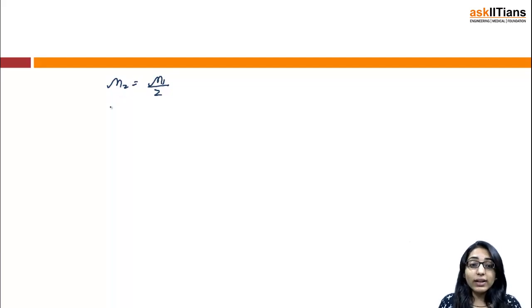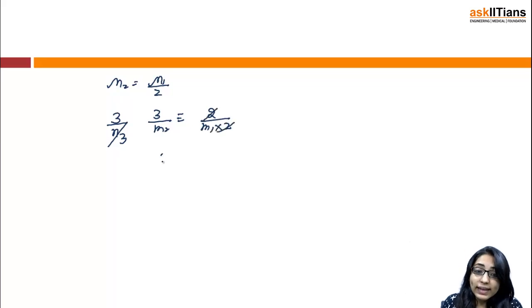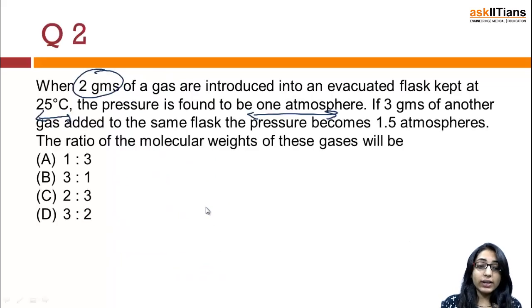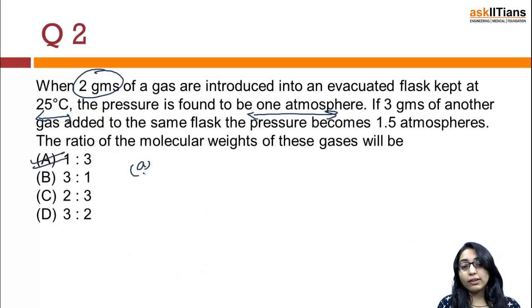Now on knowing the relationship, we can just put the values in the equation. 3 over M2 can be written as 2 over M1 multiplied by 2. So I can say that M1 over M2 comes out to be 1 by 3. So the ratio M1 is to M2 can be written as 1 is to 3. Let's see if there is any such option. Yes, option number A is the correct option for question number 2.